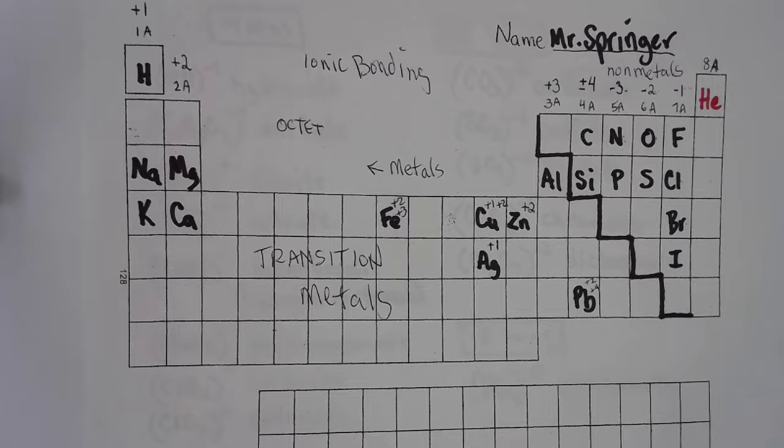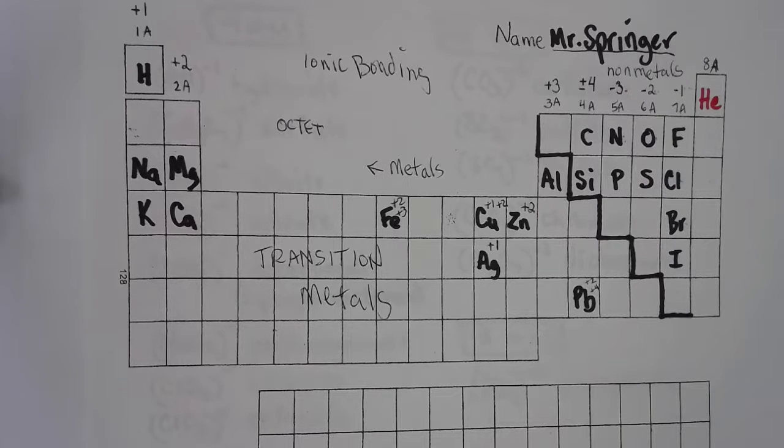And in this video, we're going to talk about writing names for simple ionic compounds. It'd be good for you to have a copy of your periodic table handy. Again, I'm using this one that just has a few of the elements that I like to use, but there's no reason why a complete table wouldn't work.